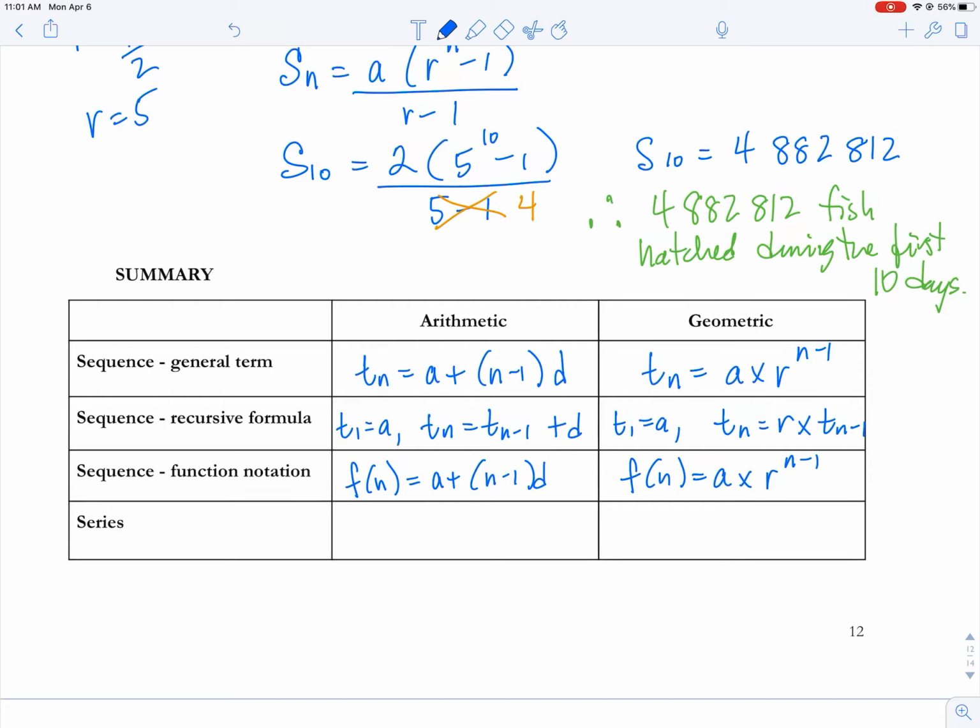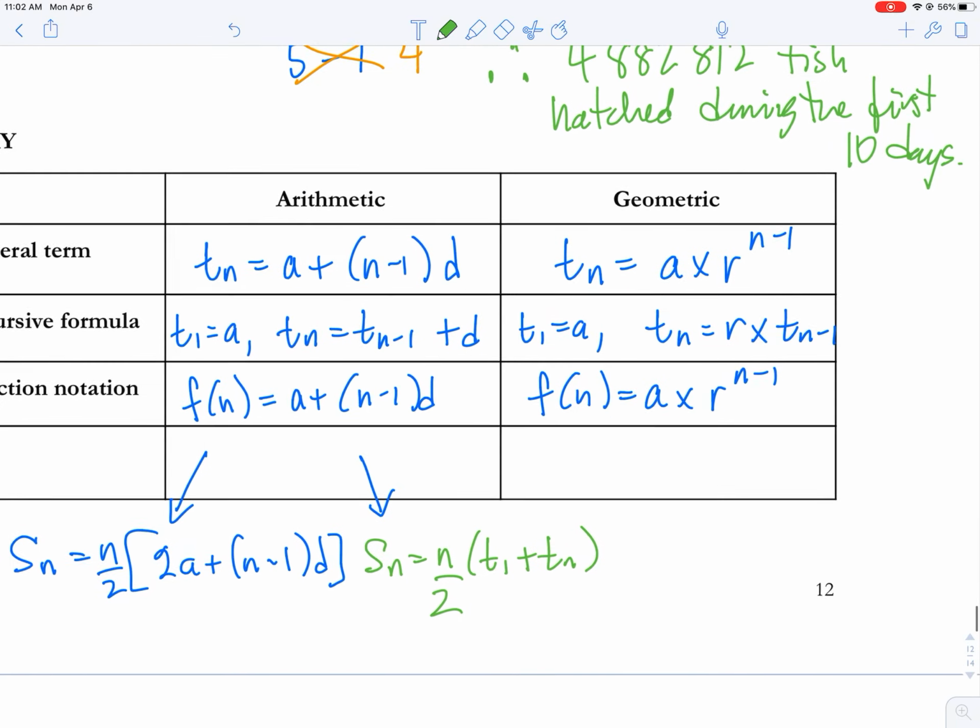For series, that's the stuff that we just finished learning today. So for arithmetic, we have two different formulas. I'm going to write them down here. The first one is that S of n equals n over 2 bracket 2a plus n minus 1 times d. That's the first one. The second one would be S of n equals n times t1 plus tn all over 2. Or you could write the n over 2 up at the front, which I think is how I did it in the notes. So I'm going to change back to that. So that's for the arithmetic.